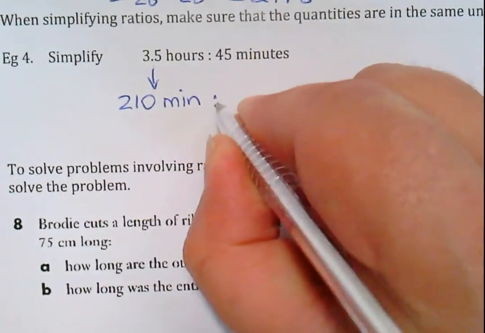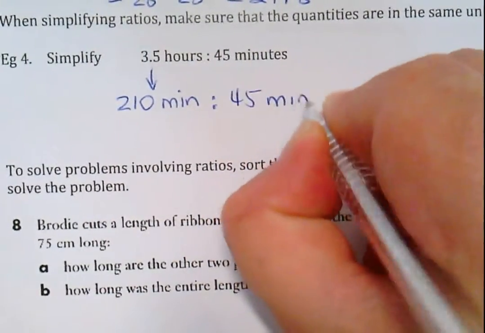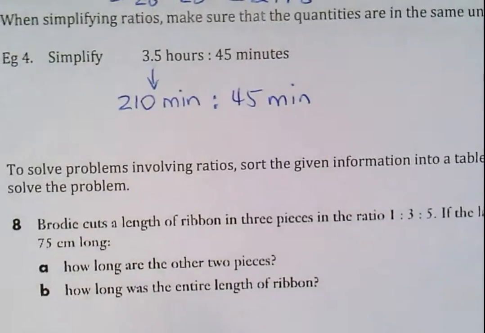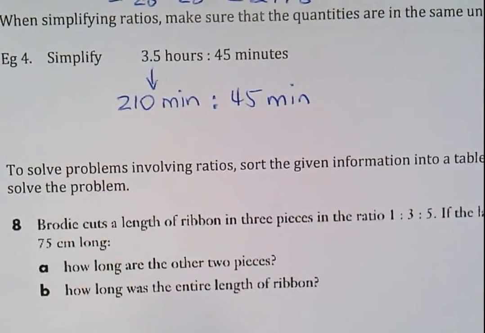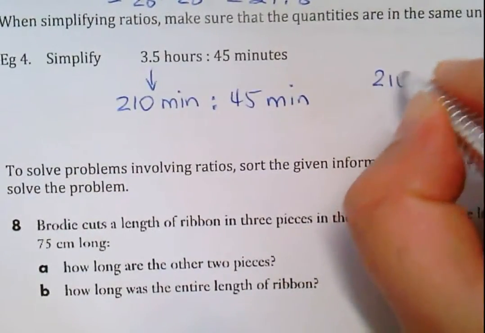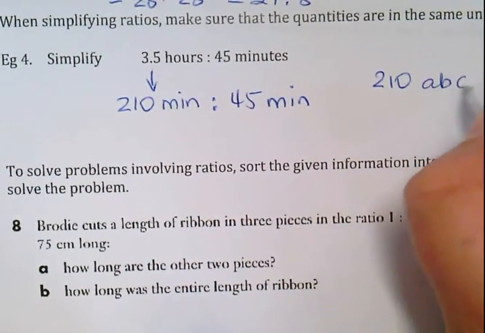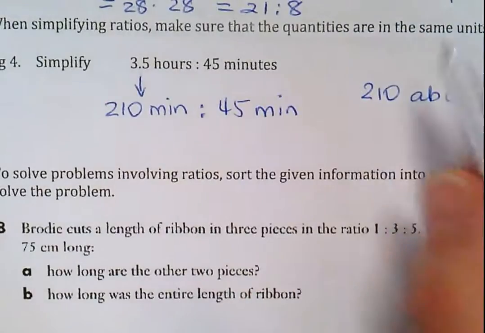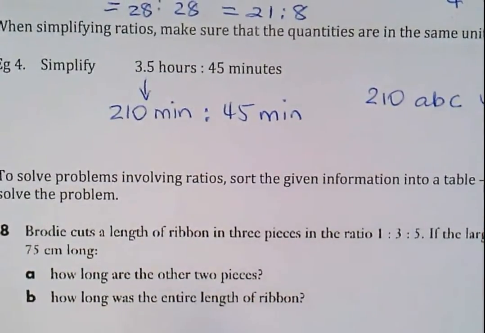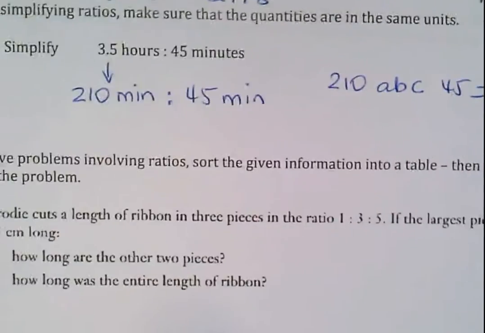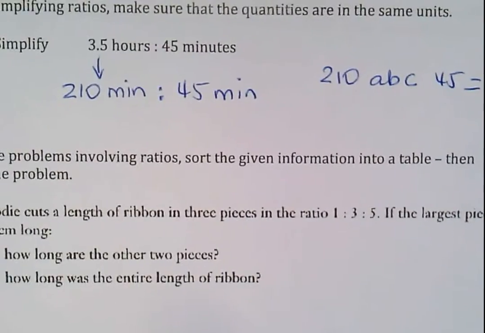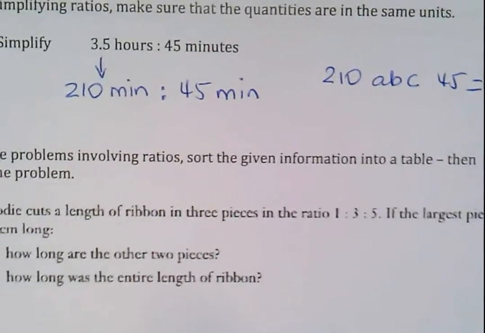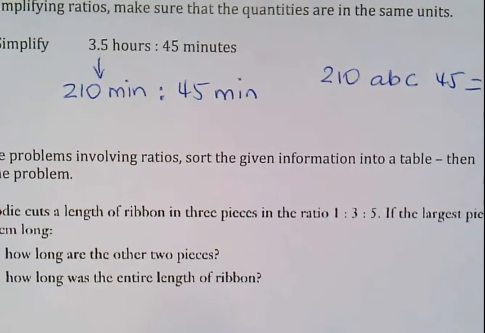210 minutes is to 45 minutes. Now, if you want, use your calc. How do you do it on your calc? 210 ABC 45 equals. So basically on your calculator, you're going 210 over 45. Girls, when you simplify that, you're going to get a mixed numeral because it's top heavy. 210 over 45.